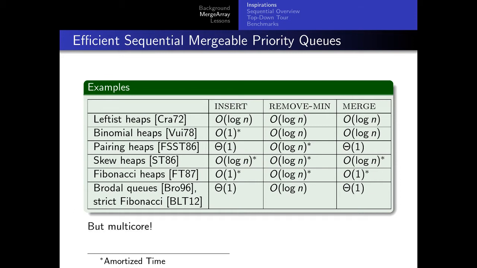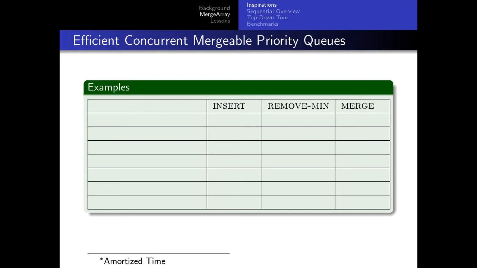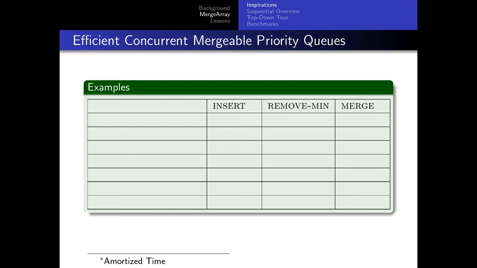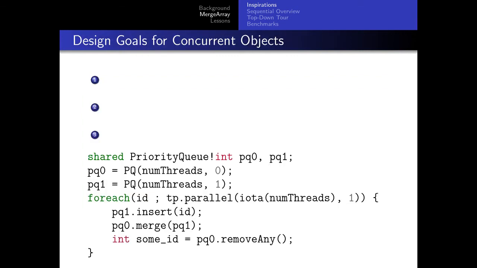But we want multi-core. We can't just have a sequential priority queue. We want to be having concurrent priority queues. So this is basically what we have for concurrent mergeable priority queues. It's nothing. And it's very strange when you have so many different options here, but nothing here. So there's the question of why is this, and what can we do about it?